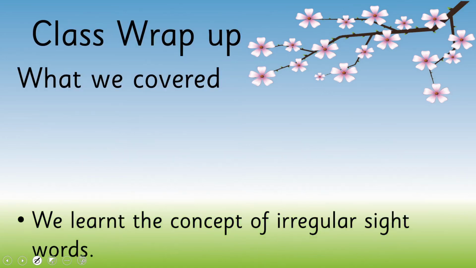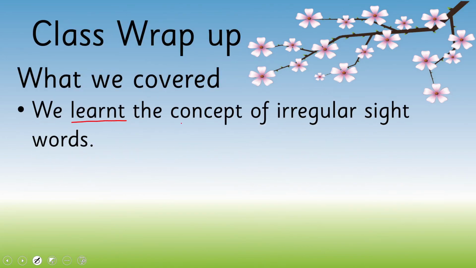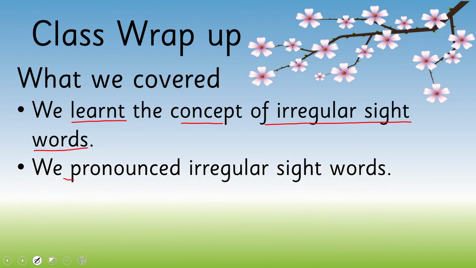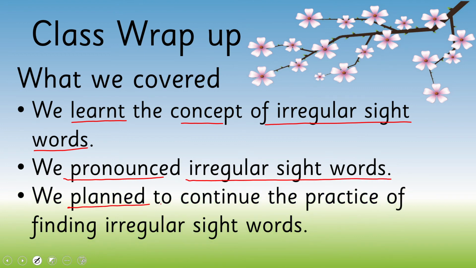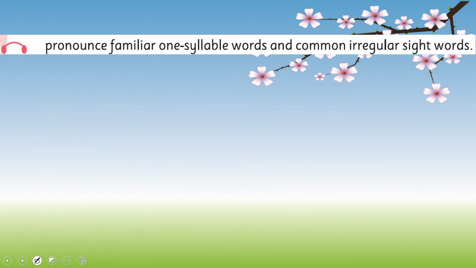So what we learned today, we learned the concept of irregular sight words. We pronounced irregular sight words and we planned to continue the practice of finding irregular sight words. So in this way, we achieved our today's SLO, that is to pronounce familiar one-syllable words. This we have already done, and today we did common irregular sight words. Are we done with it?